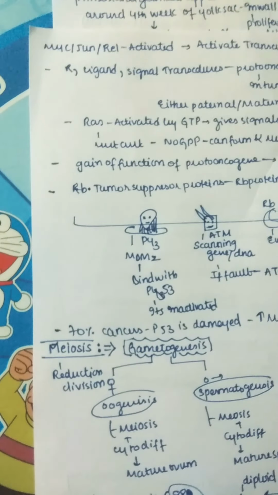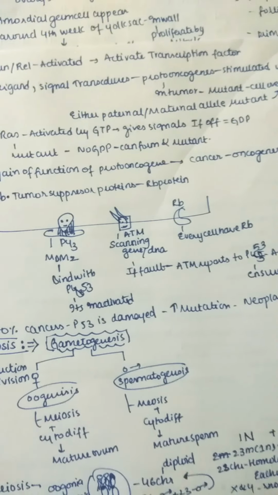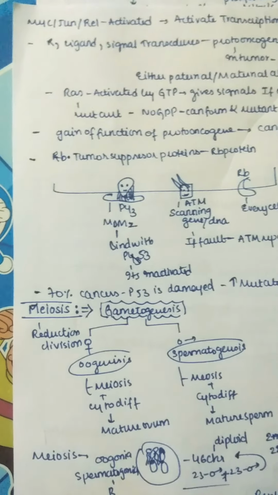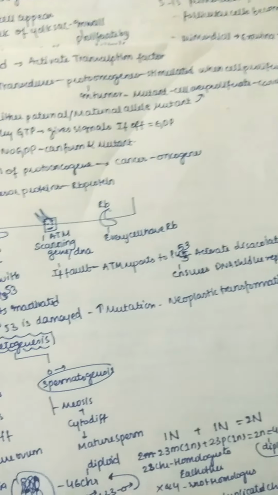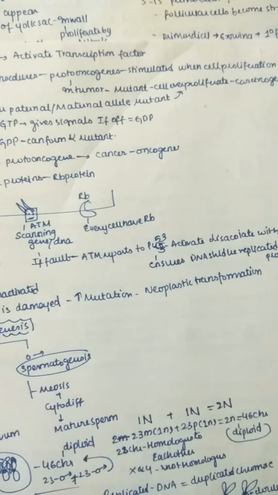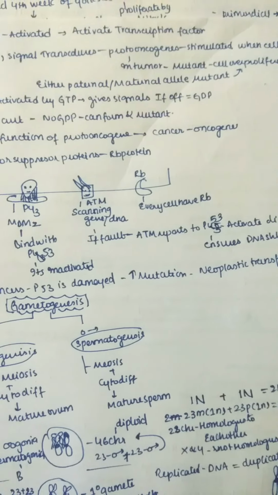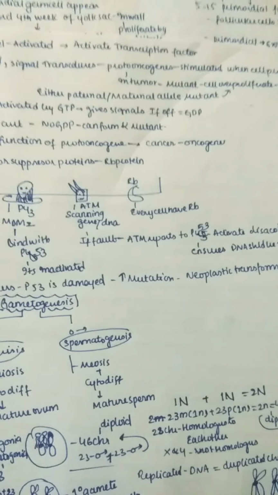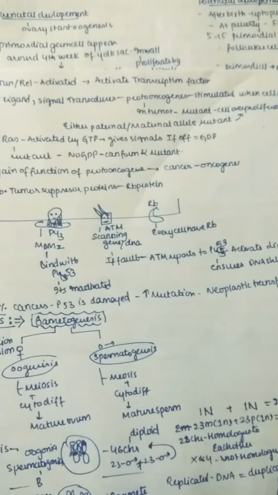And we also have here MYC, JUN, REL. These are activated, and these activate the transcription factor. So here the receptor, ligand, signal transducers are proto-oncogenes which are stimulated when cell proliferation occurs. And in tumors, they are mutant, so that cells over proliferate, leading to carcinogenesis. So either the paternal or maternal allele may be mutant in the case of proliferation, right? At least one allele being mutant may also lead to cancer. It is not a rule that both should be mutant.